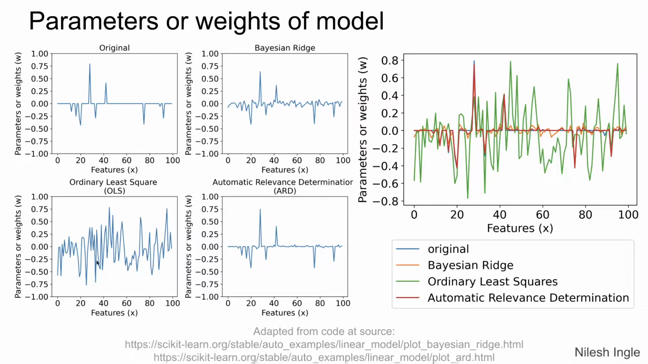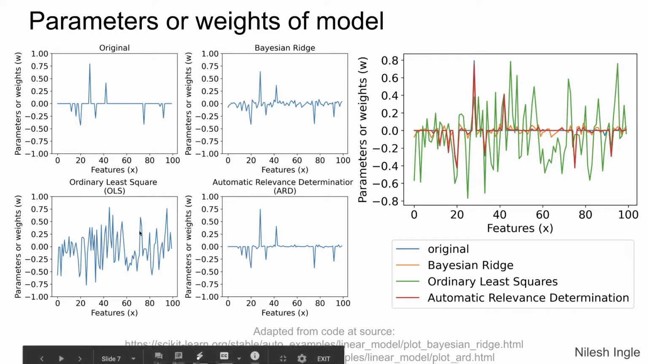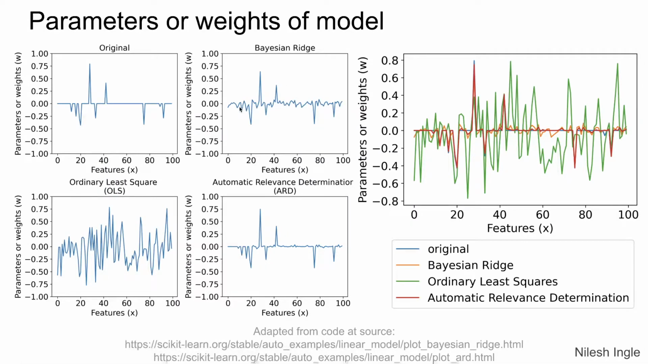As we can see, for the ordinary least squares, the variation in the parameter weights of the features is much higher. It's unstable; the line goes up and down a lot. As compared to that, the Bayesian Ridge is more stabilized. The fluctuations are much less in the case of the Bayesian Ridge, as you can see.